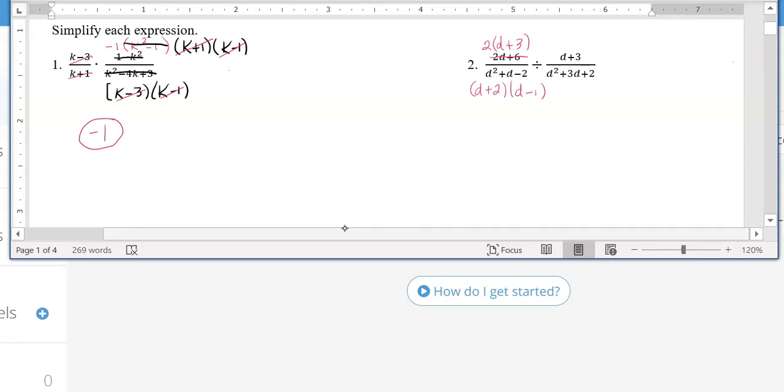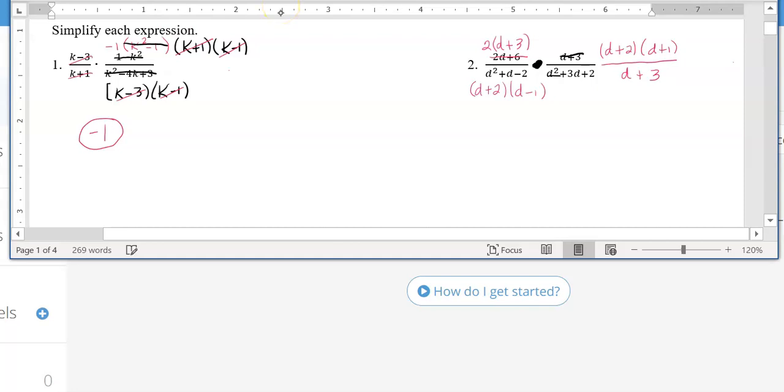And once again, division needs to be turned into multiplication. Okay, so there's my multiplication symbol. And then I'm going to flip this fraction over. So factoring d squared plus 3d plus 2, I'm going to use the factors of 2 that add up to 3. So I took that denominator and put it on top. And then this numerator goes to the bottom. It's already prime, so it doesn't factor.